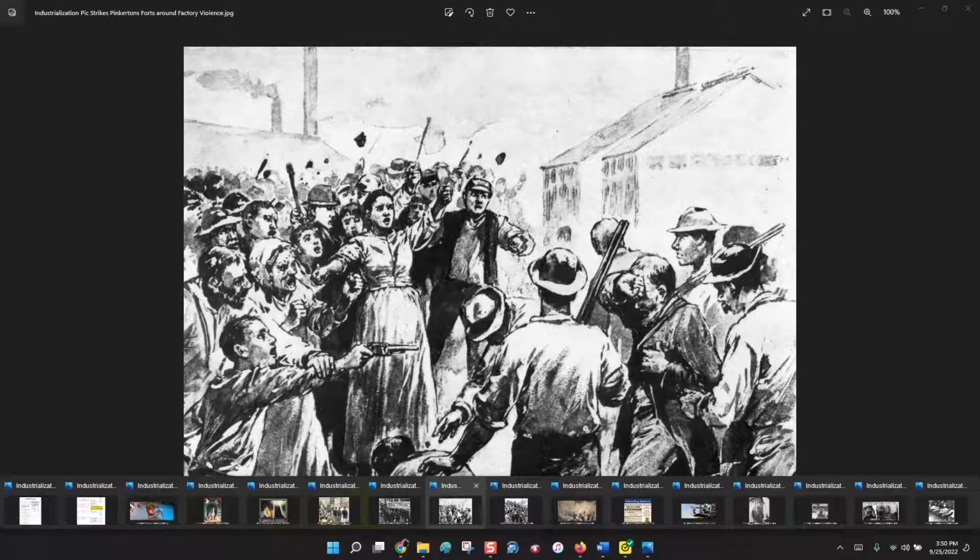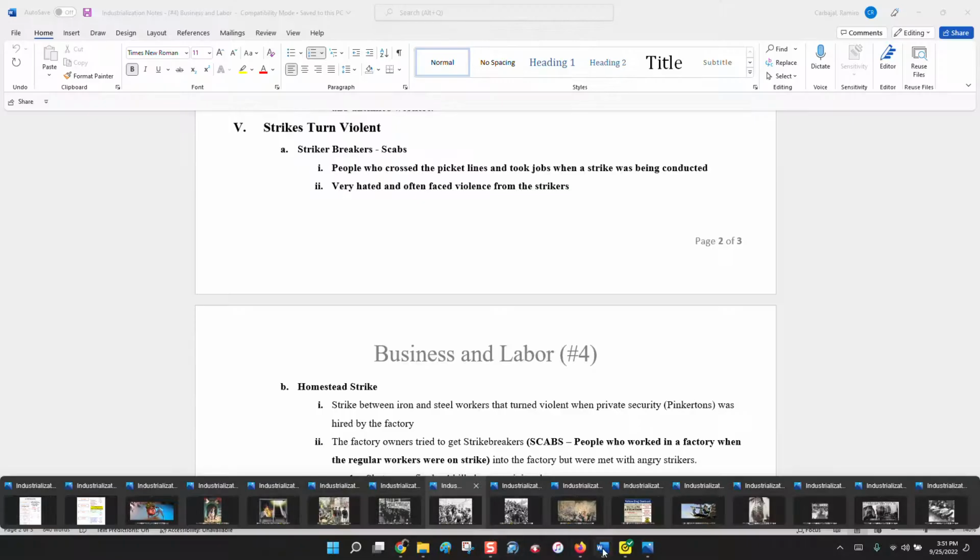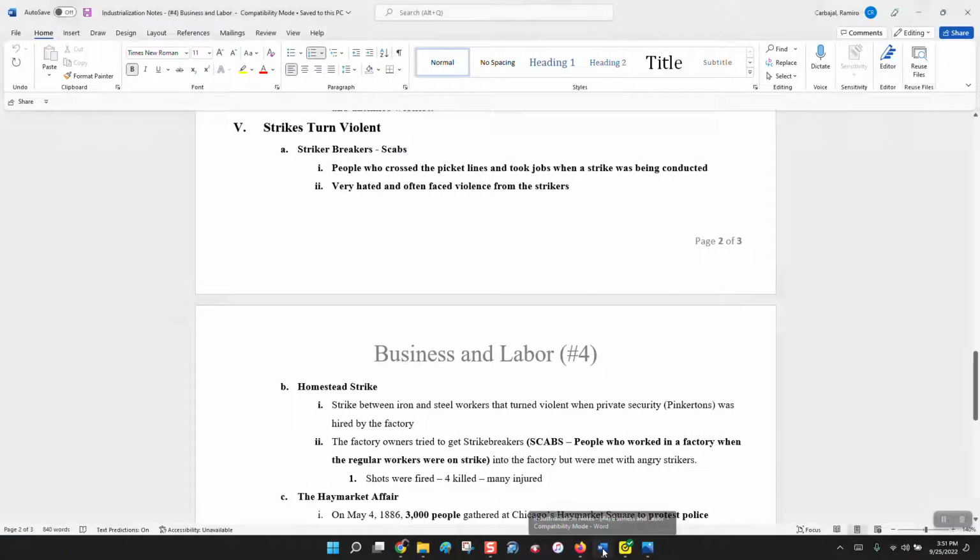Because the owners of the factories didn't want to give in, they wanted to figure out what they could do to make sure that these protesters don't work. And one of the things that they did is hire something called strike breakers, otherwise known by a nasty name like scabs. So strike breakers and scabs. These are people who came to work in a factory when there was a strike outside. So you are striking, not working, and therefore not earning any money.